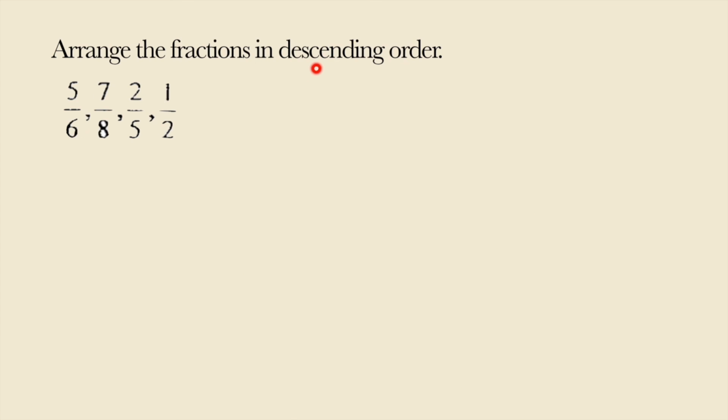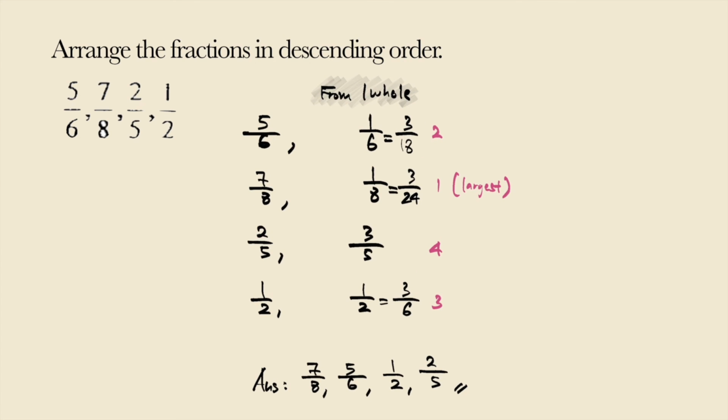Arrange in descending order, which means starting from the largest. Look at the numerators. They are all so ugly, my gosh. Okay. Difficult to get the lowest common multiple. Same goes for the denominator. And this is when you start to bring in the distance to one whole concept. Yeah. So 5/6, the distance is 1/6 away from one whole. 7/8, the distance is 1/8 from one whole. 2/5, 3/5 from one whole. 1/2, 1/2 from one whole.